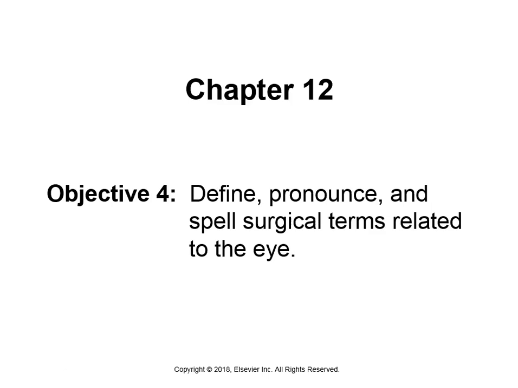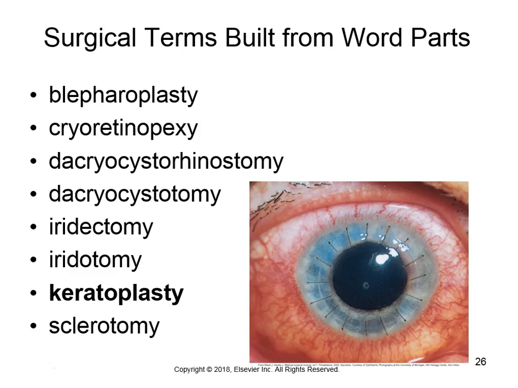Okay. Moving on to surgical terms. There's not a whole lot, so that's good. These ones are built from word parts, so we just kind of have to remember our suffixes here. So plasty is going to be surgical repair. In this case, you're repairing the eyelid. Or down at keratoplasty, you're repairing the cornea.